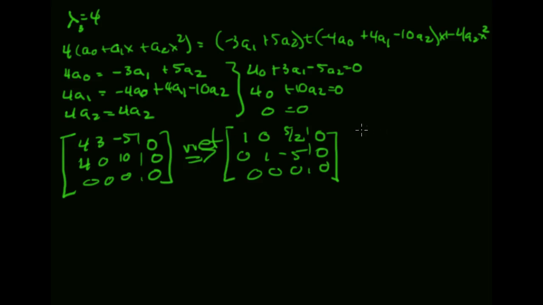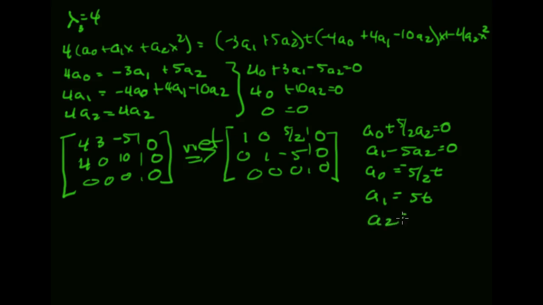So this means a0 plus 5 halves a2 is 0, a1 minus 5a2 is 0, so a0 is negative 5 halves t, a1 should be 5t, and a2 should be t. So my function is going to be negative 5 halves t plus 5tx plus tx squared.